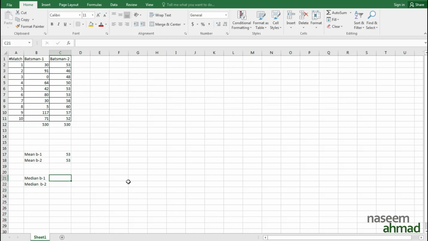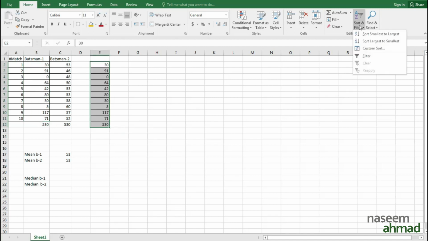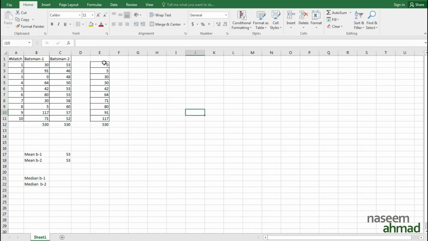We already know the first step we need to do is to arrange the data points in a specific order, whether ascending or descending. So let's copy the runs scored by batsman 1 to another column and arrange them from smallest to largest. So we got this. At the same time do this step for this data set as well. So it is also arranged in ascending order, starting from 46, 48, 50, 50 and something like this till 60. Now to get the median of a given data set, we need to find the number of data points inside the data set.